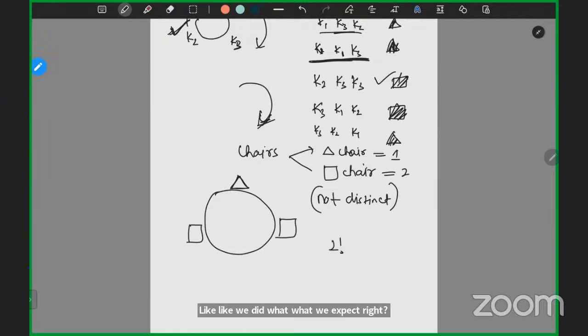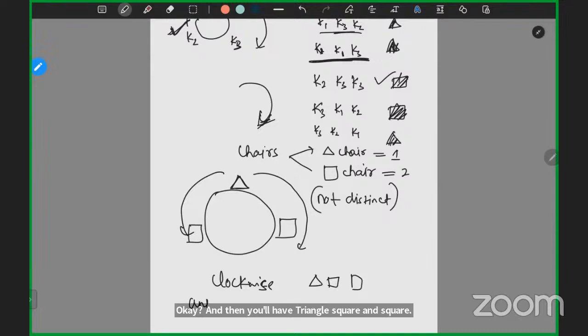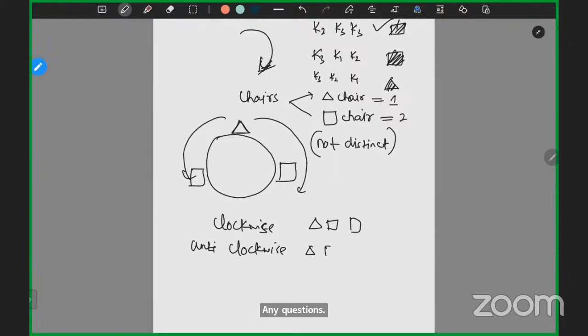2 factorial or something. So in this case, if I go from here or go from here, both will look similar only, right? You'll not make any difference. Let's say if I go clockwise, then you will have triangle, square, and square. If I go anti-clockwise, then you will again have triangle, square, and square, right?